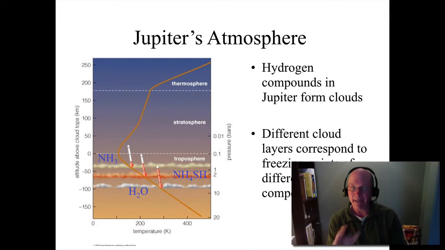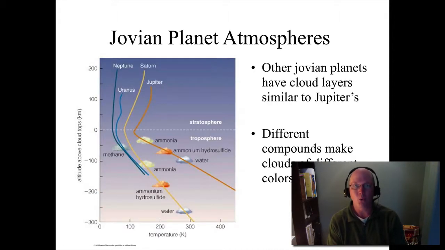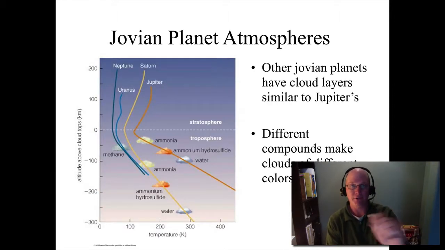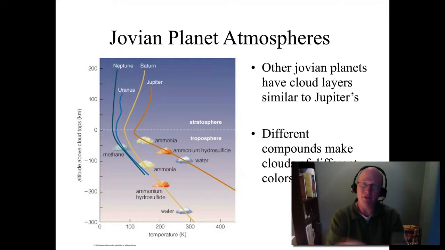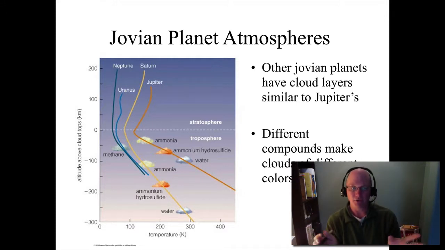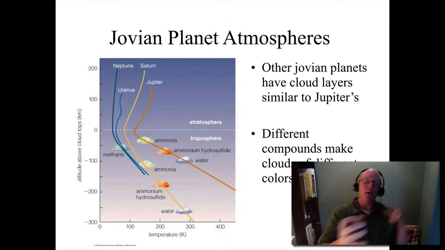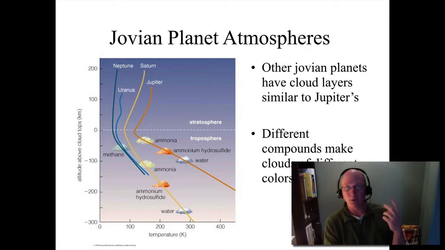Now, this should happen in any Jupiter-like planet, so the question is, why does the outer atmosphere of Saturn look so different, and why do the outer atmospheres of Uranus and Neptune look so different? They have these same compounds in there, so why would you get different colors? It all depends on the temperature profile in the atmosphere, and on how far away from the Sun you are, because the farther away you are from the Sun, the colder it will be in general on your planet.